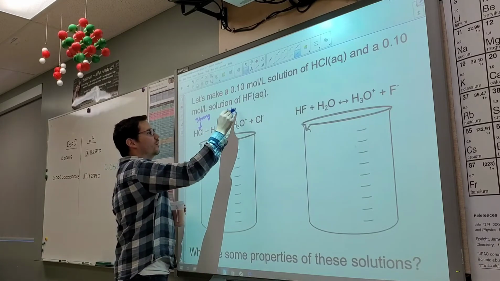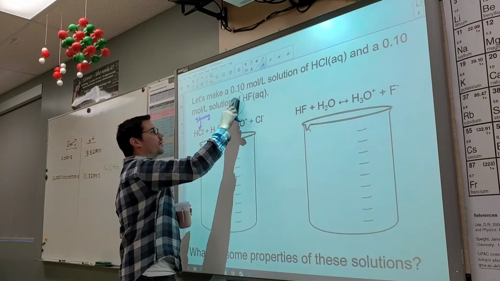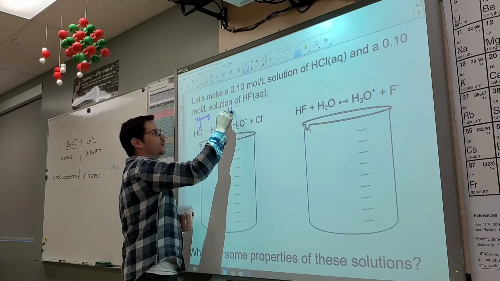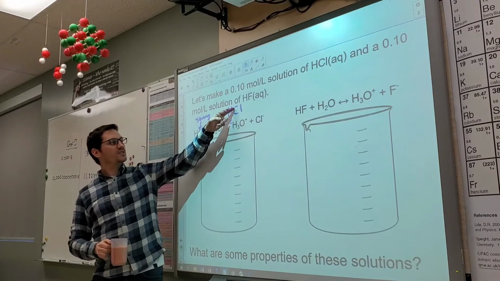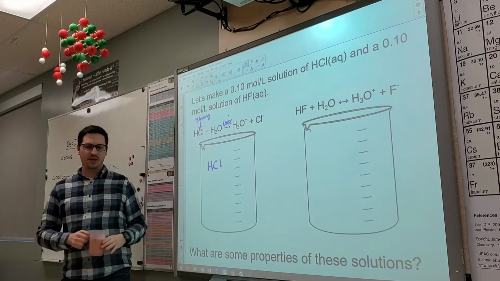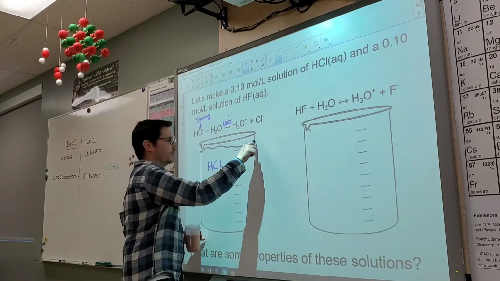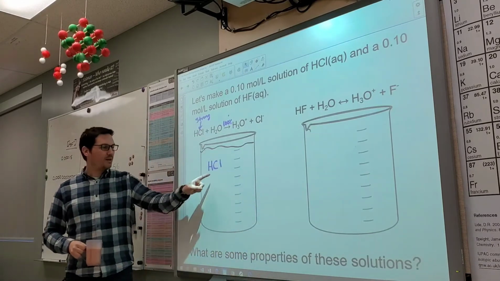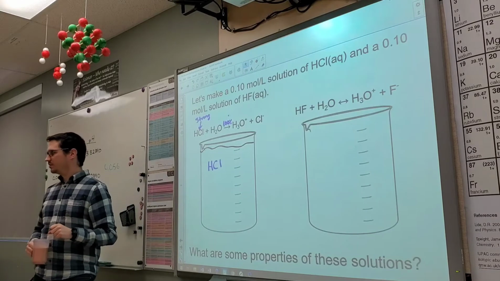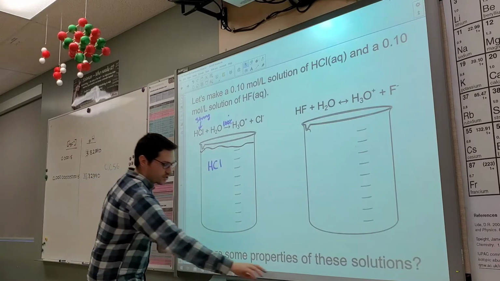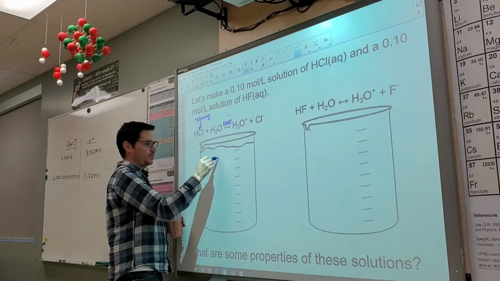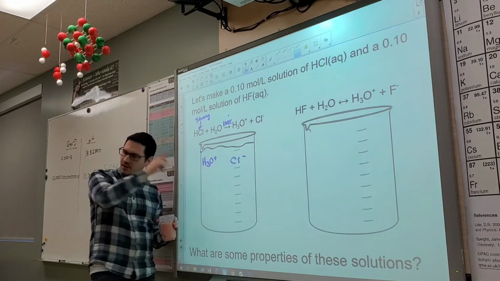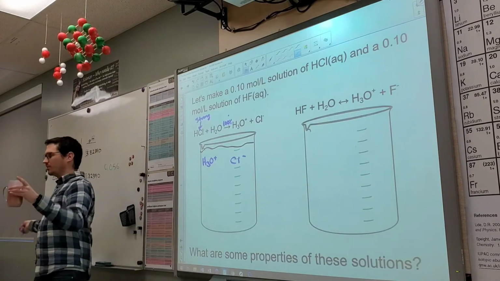Okay. So we're going to have some HCl. So here's my beaker of water, and as soon as I put a molecule of HCl into my beaker of water, the moment I put that HCl in there, what is it going to turn into? Every single time, it's going to turn into H3O plus and Cl minus, and then those 2 ions are going to float away from each other, right?